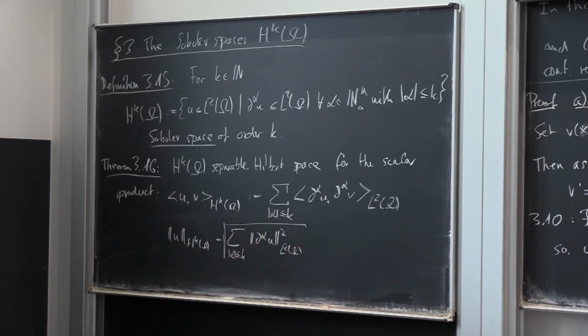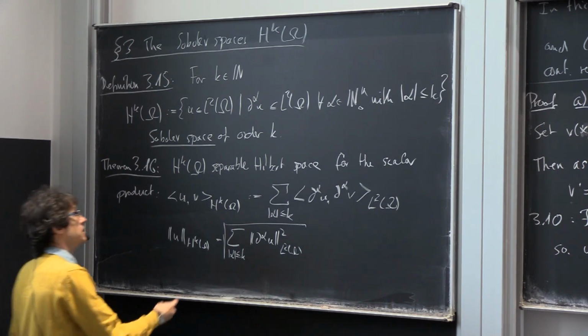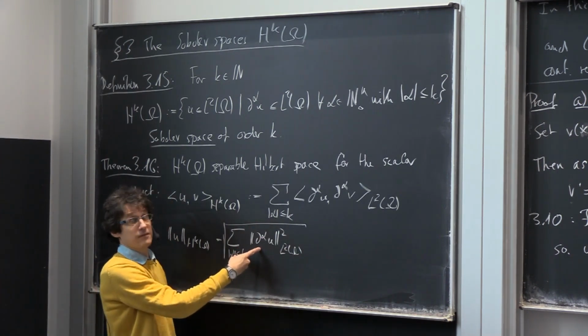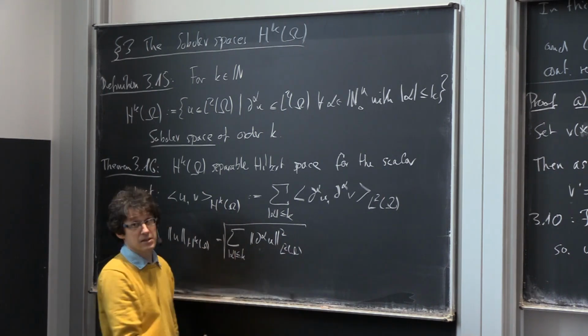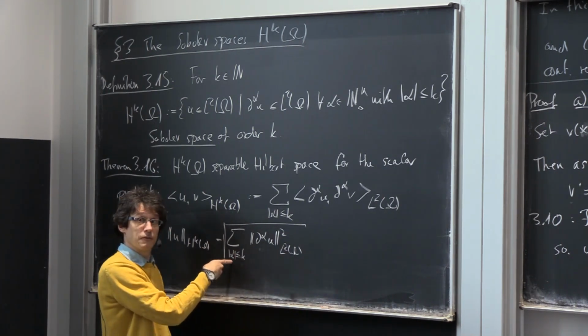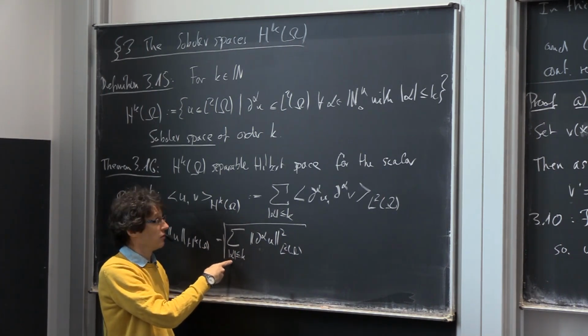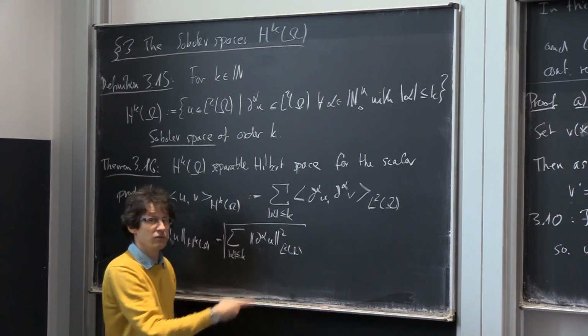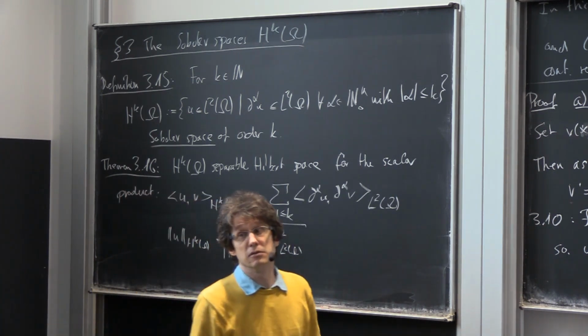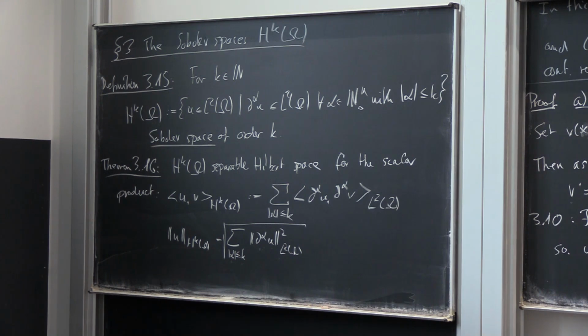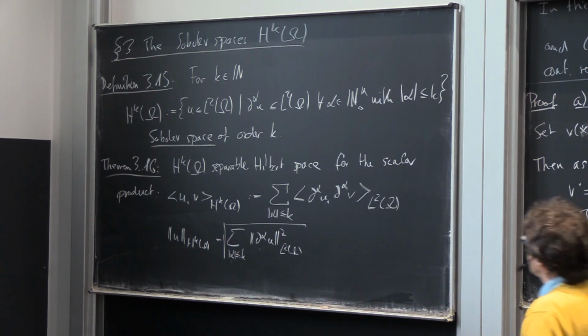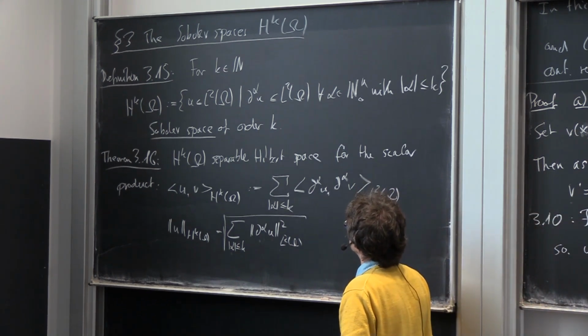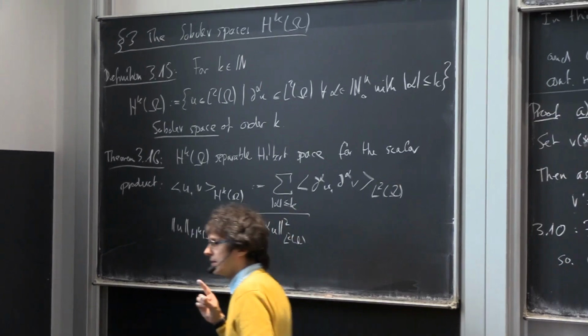This is the norm. So what happens if this norm is 0? This means that the sum inside the square root is 0. But if the sum of positive numbers is 0, then every summand is 0. So in particular, the summand for the 0 multi-index is 0. So you get that the L2 norm of u is 0, and this means that u is 0. So this is a definite thing. And so this is a nice pre-Hilbert space.